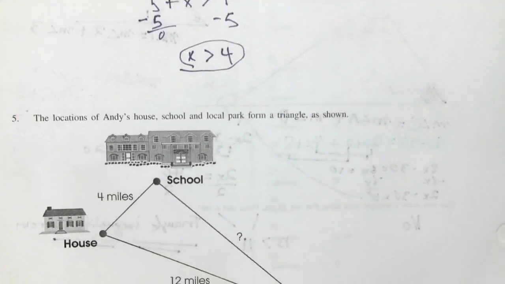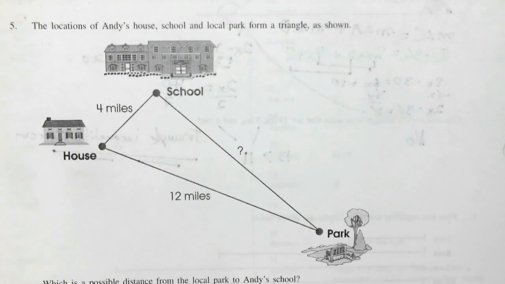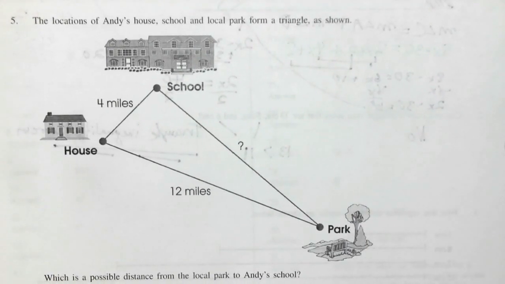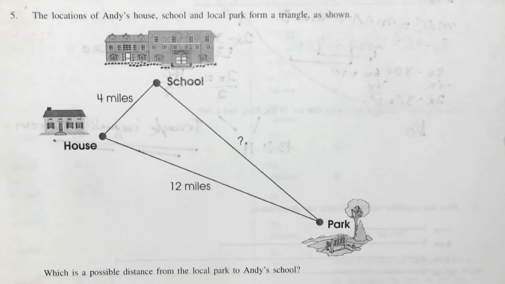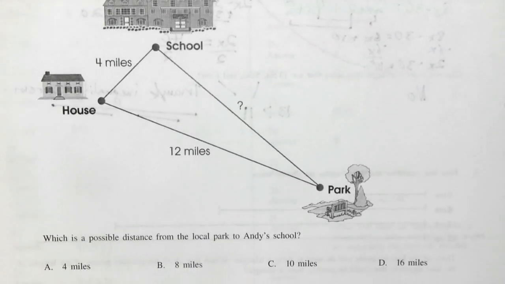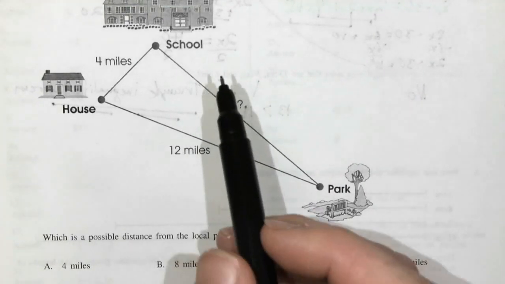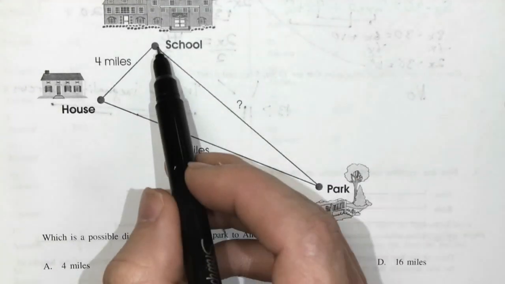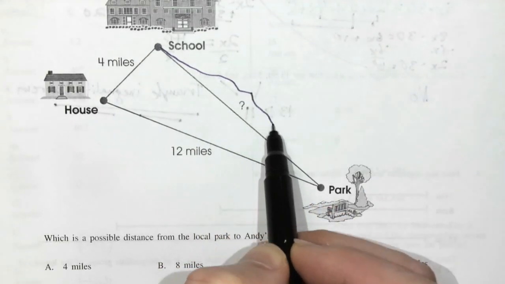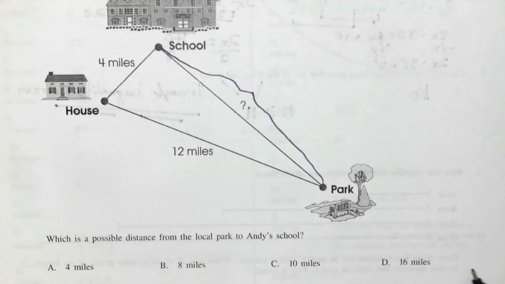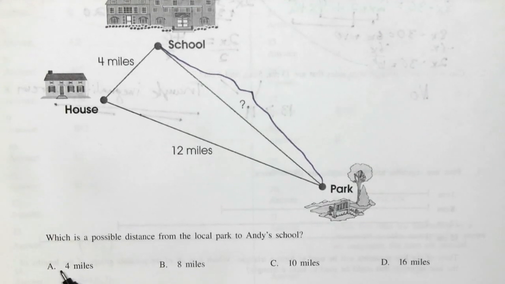Let's go to the next one. The location of Annie's house, school, and local park form a triangle as shown. What is a possible distance from the local park to Andy's school? So I'm looking for what is a possible distance for this side here. Well, let's just look at our answers. This is a multiple choice exam that you're going to be taking. Let's practice with that. A is 4.